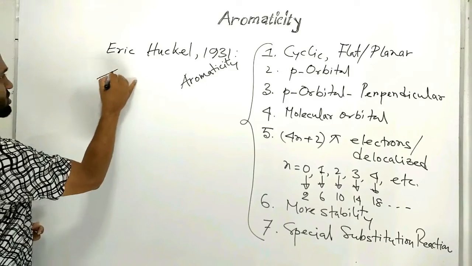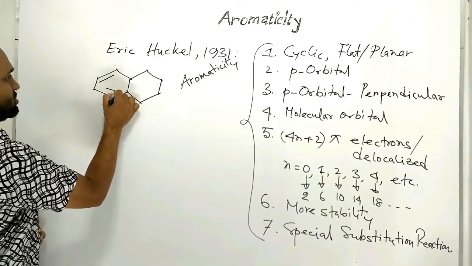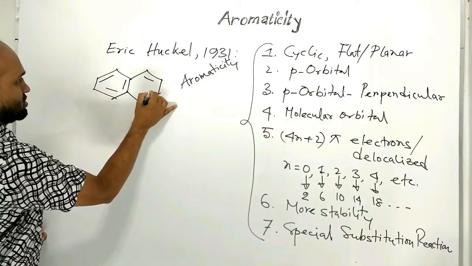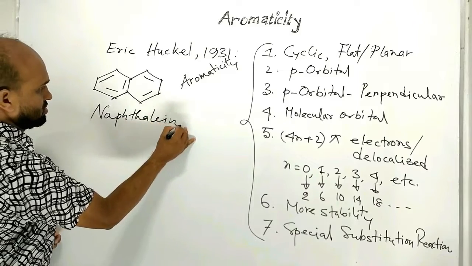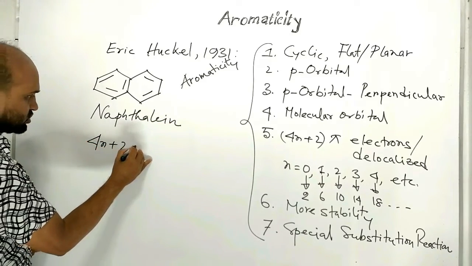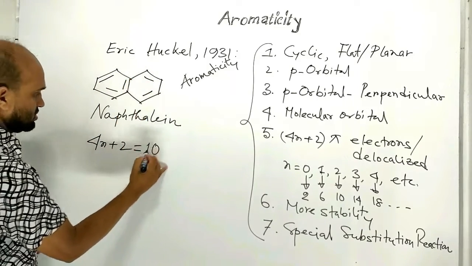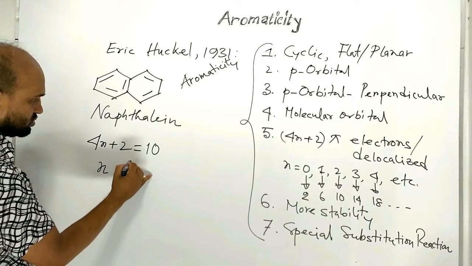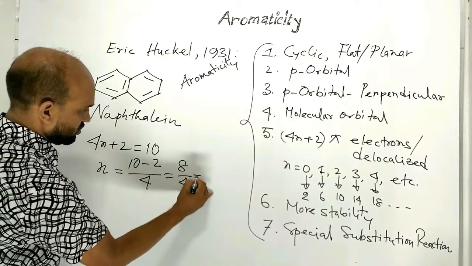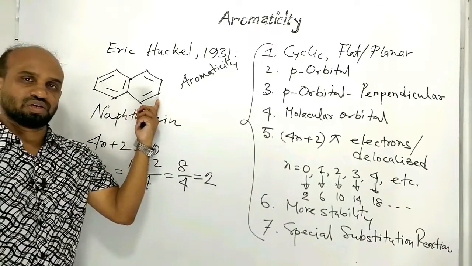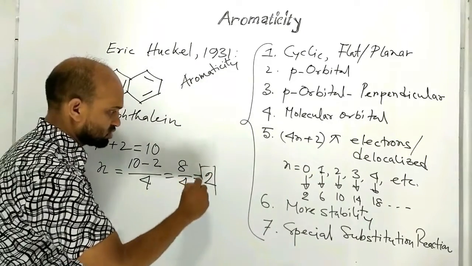Now the compound is naphthalene. Here 4n plus 2 pi electrons, 2, 4, 6, 8, 10. This is 10. n is equal to (10 minus 2) divided by 4, 8 by 4, 2. Naphthalene is a kind of aromatic compound. The value of n is equal to 2.